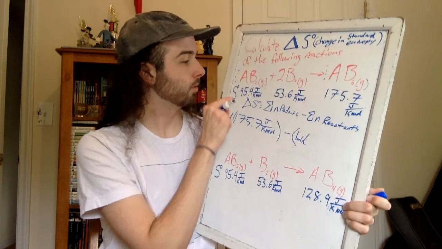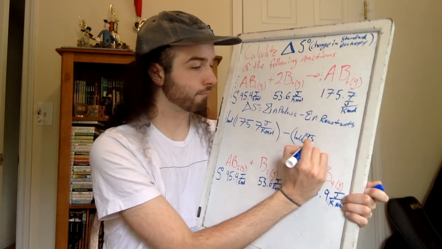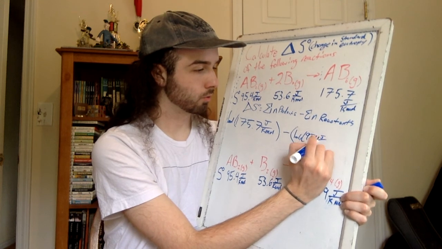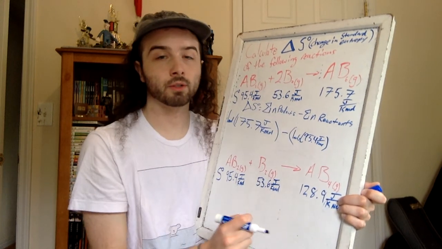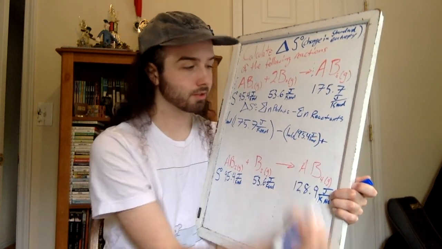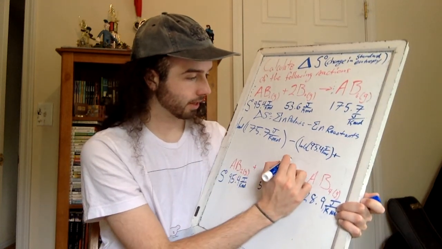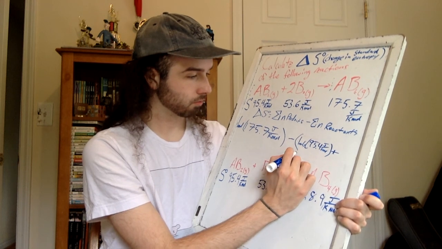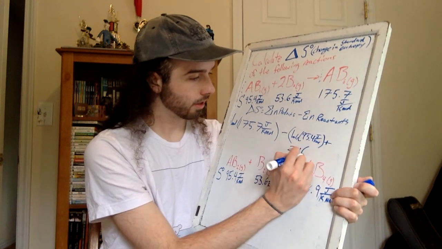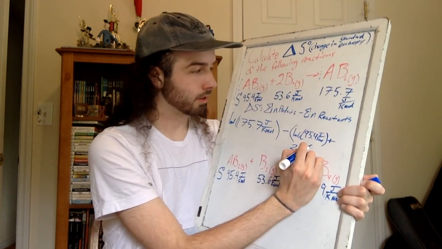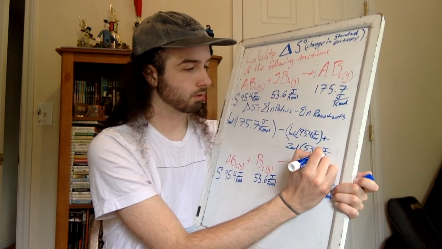And we're going to put in our standard entropy value for this, which is 95.4 joules per Kelvin mole. And now since we're summing this between our two things, we've got to add it. So we're going to add plus our other reactant, which is our 2B. So we have 2 moles of our B2 gas times its standard entropy, which is 53.6 joules per Kelvin mole.